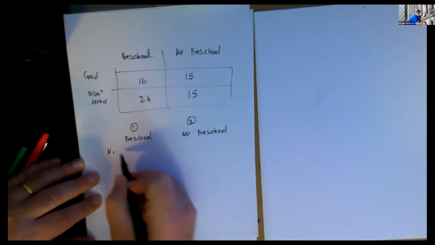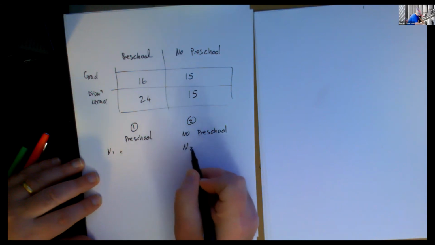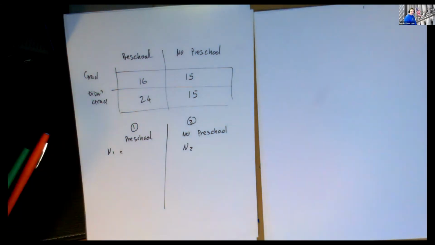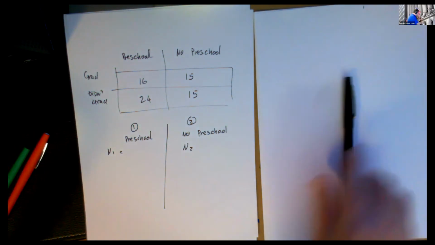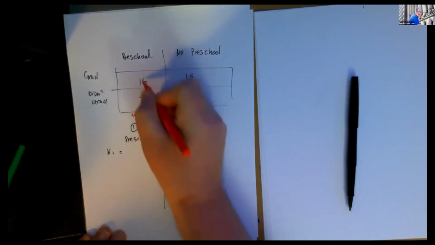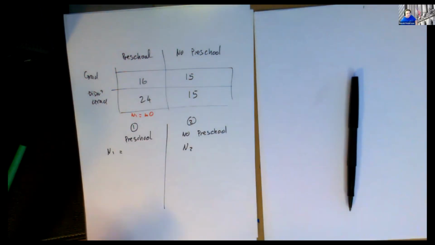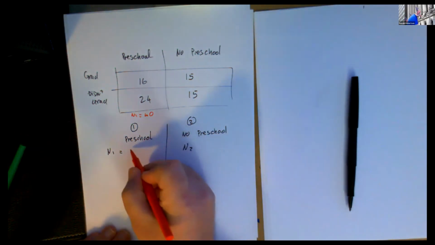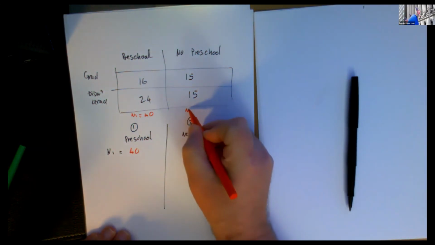Let's look at sample size. We need to collect all these kind of numbers, so we need to know N1. When you're looking at the preschool, isn't N1 the 40 of them? So that's 40. And N2 is 30.